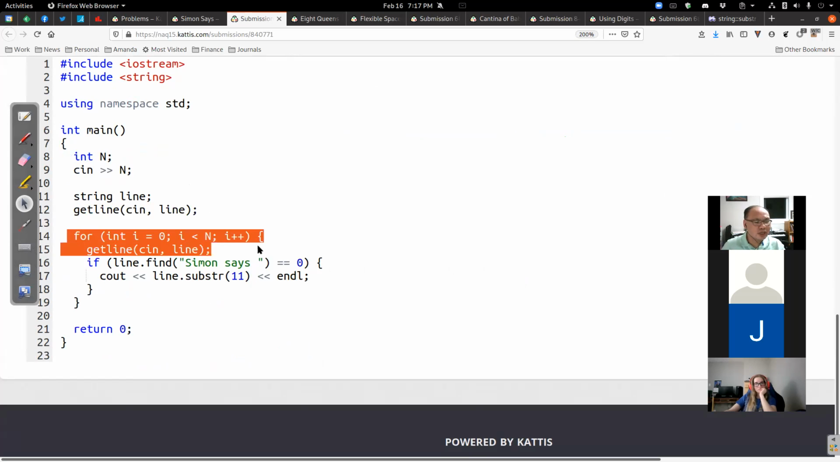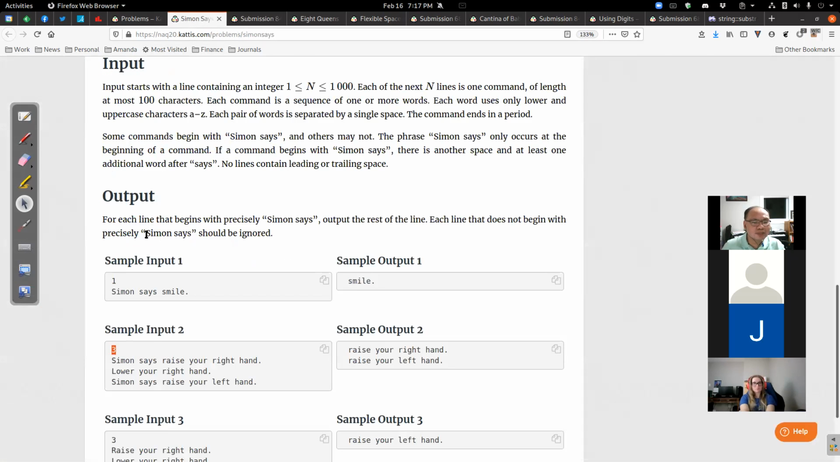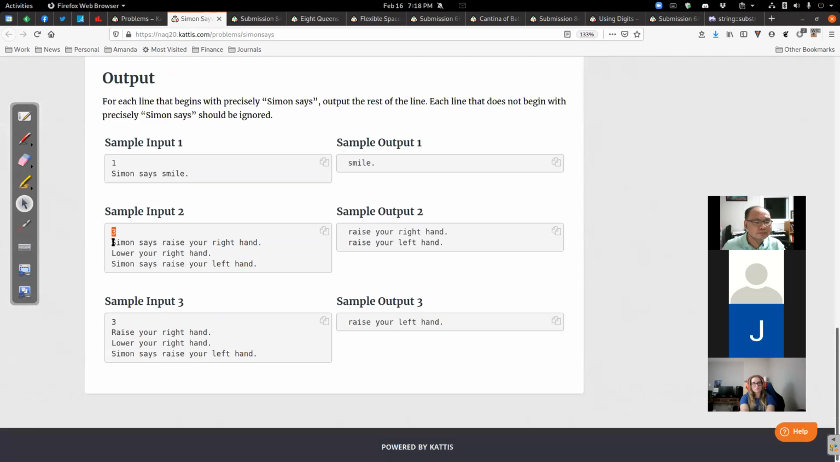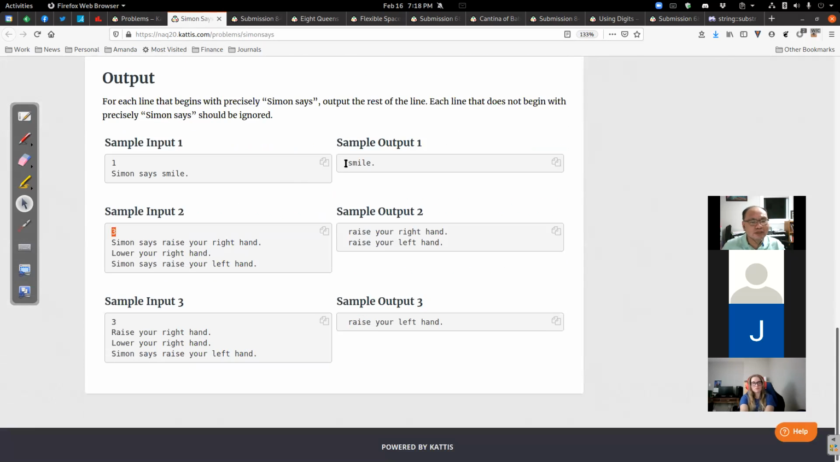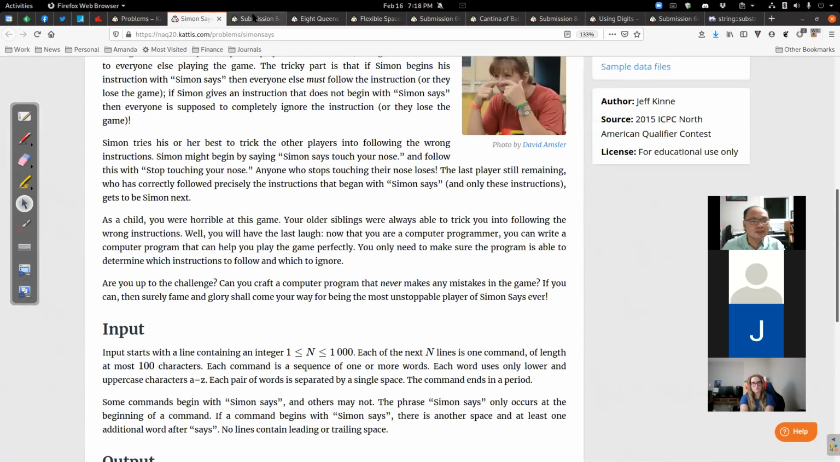Then for each one, I read a line. I ask if Simon says is equal to 0, if it's true, then it starts at 11. Why did I start at 11? Let me see. 1, 0, 1, 2, 3, 4, 11 is the 5, space, right? 8, 9, 10. Oh, so I actually skipped the space the way that I did it. So maybe it didn't matter. I don't know. Maybe it didn't even matter whether there's a space or not because this was accepted.